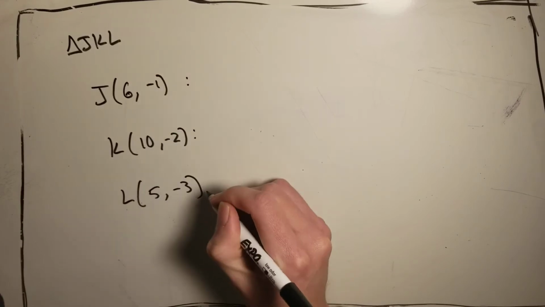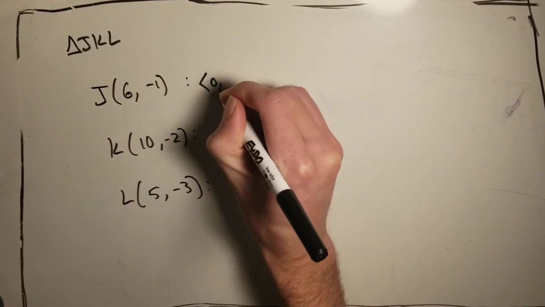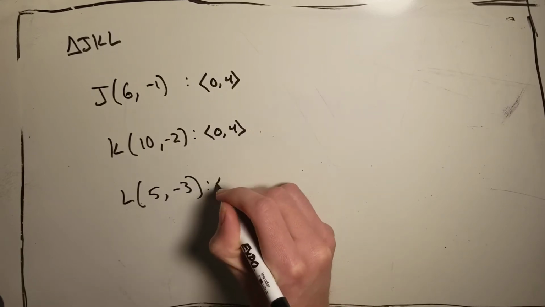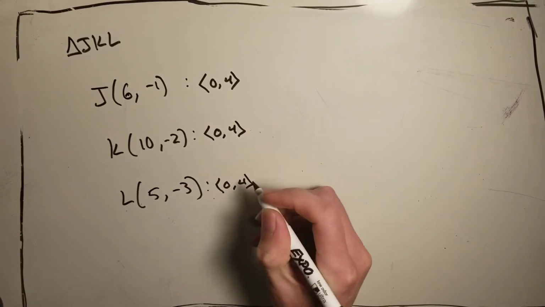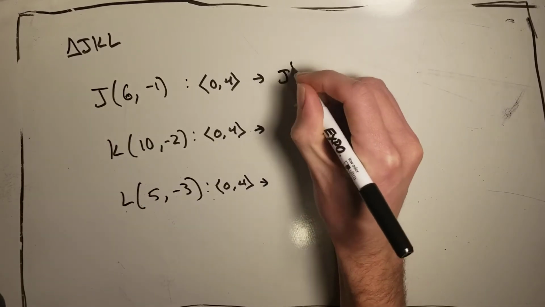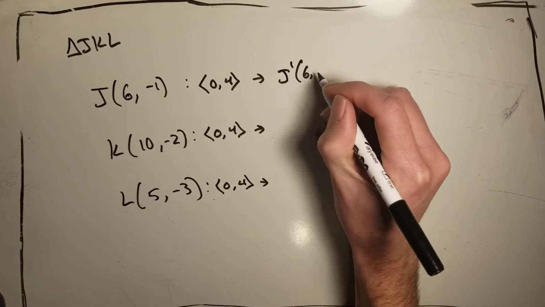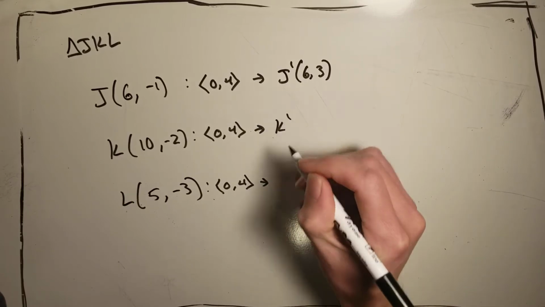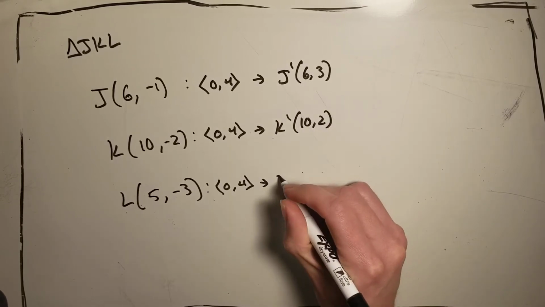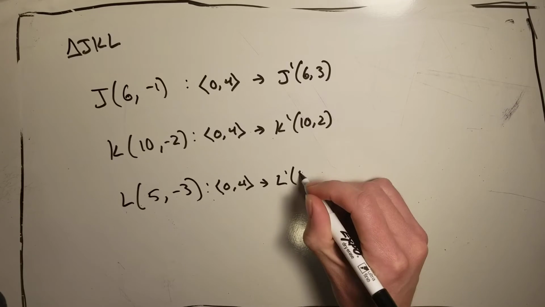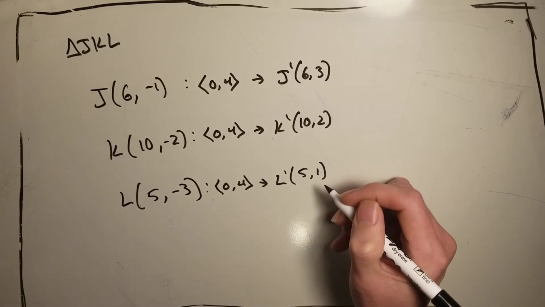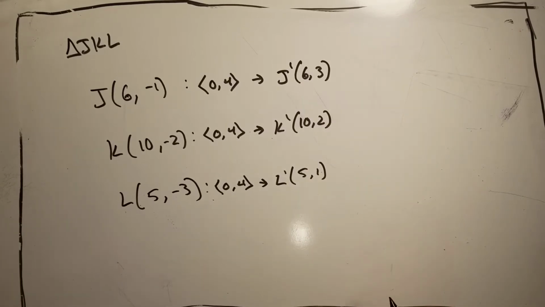So when we translate over this vector <0, 4>, that'll be our first transformation here. We'll first end up with J prime being (6, 3). K prime will end up being (10, 2). And L prime is going to have the coordinates (5, 1). So these will be our coordinates after the first transformation.